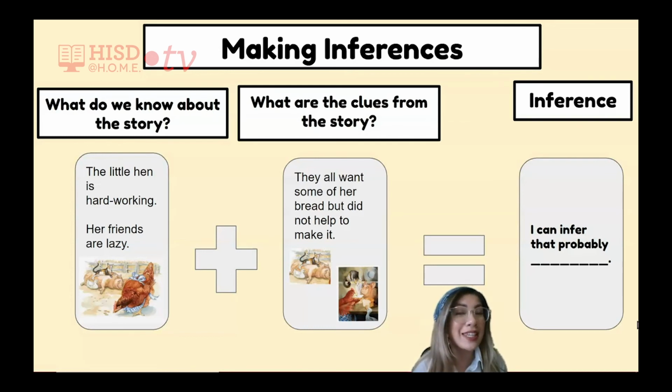So what do you think is going to happen next time? I can infer that probably, I think that next time, maybe her friends might want to help her. Maybe they're not going to be so lazy, and they might want to help her make the bread. That way, they can all share it.